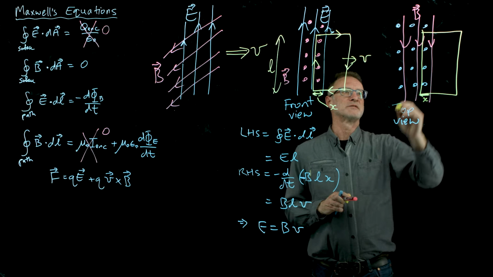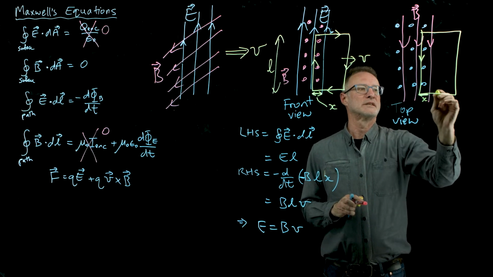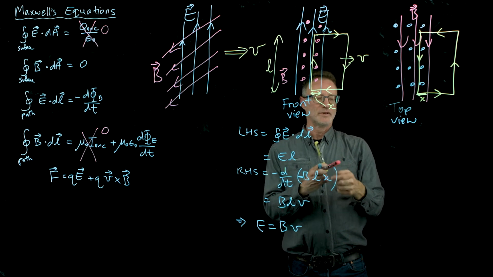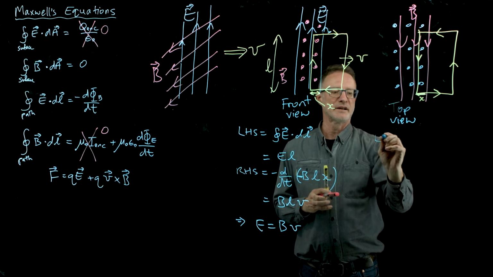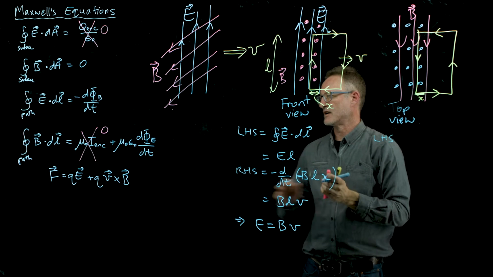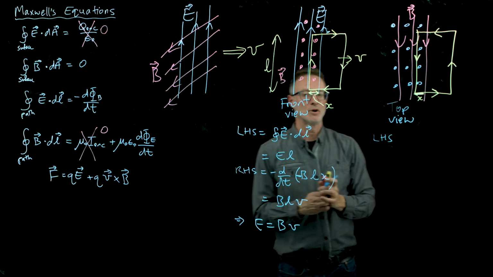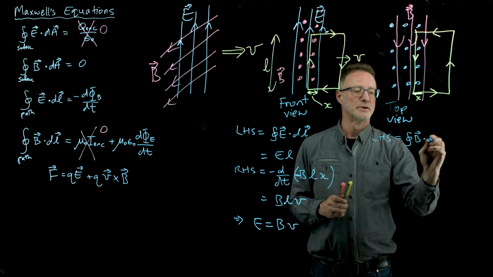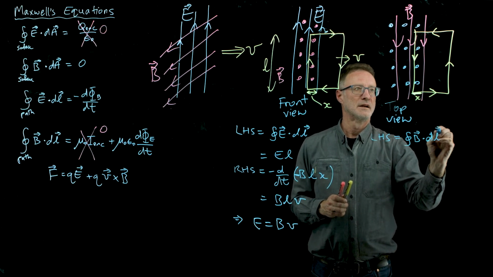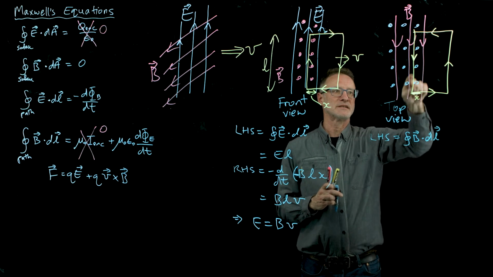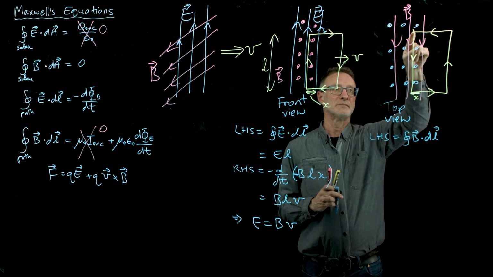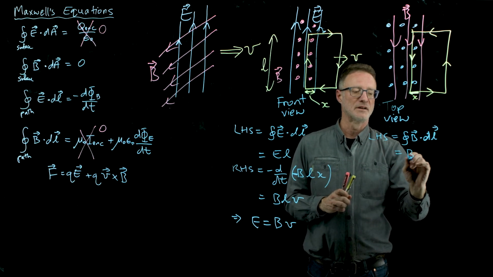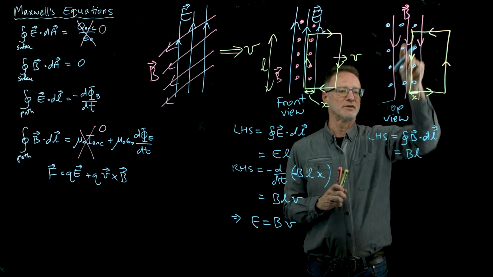And this time I'm going to traverse anti-clockwise around it, like so. And then I do the integral. So the left-hand side of my integral is the left-hand side of this equation here. So it's the integral of B around the loop. And again, it's only on this left-hand side here that we see anything at all. It's the magnetic field multiplied by the length. So that's just equal to B times L. The other sides contribute 0.